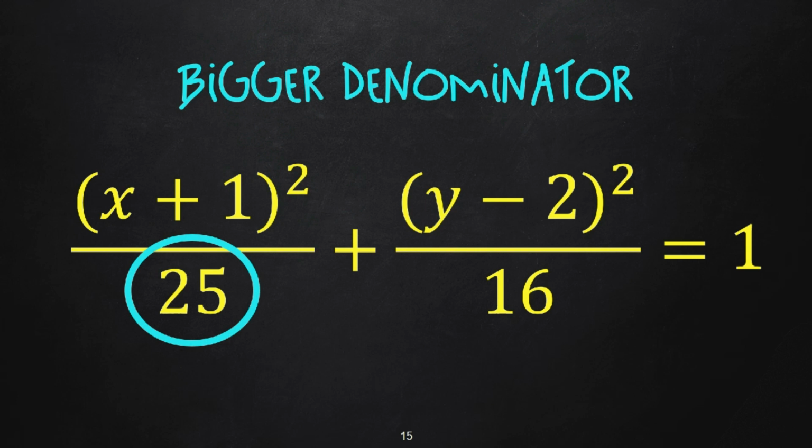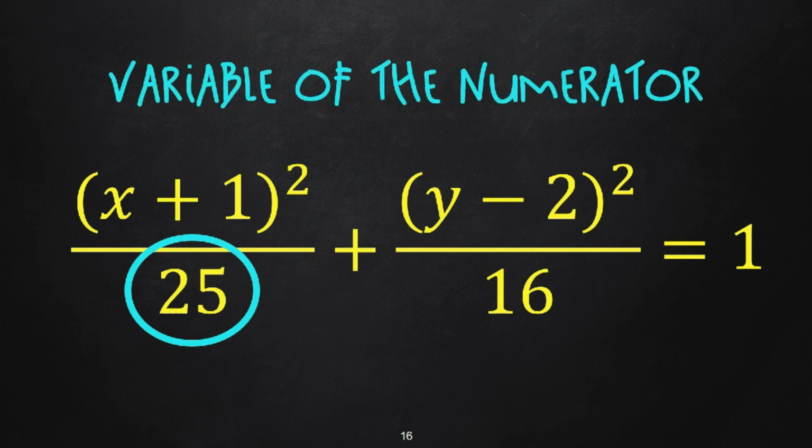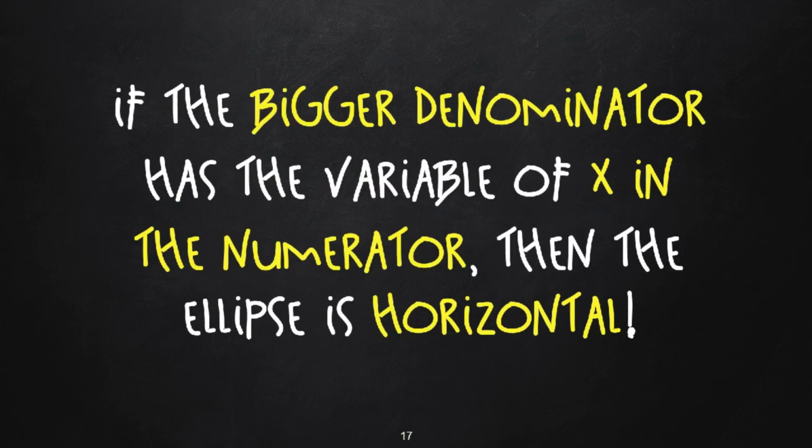After finding out what the bigger denominator is, let's look at the numerator. The variable of the numerator being used is x. In short, if the bigger denominator has the variable x in the numerator, then the ellipse is horizontal. Because there are two types of ellipse, horizontal and vertical, you should always remember or take note of the following.